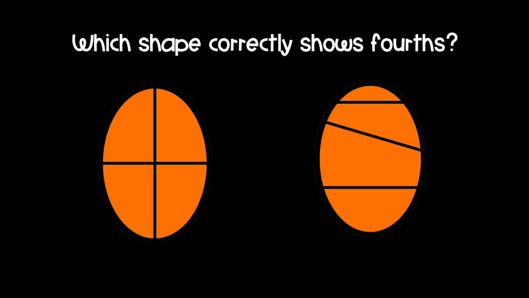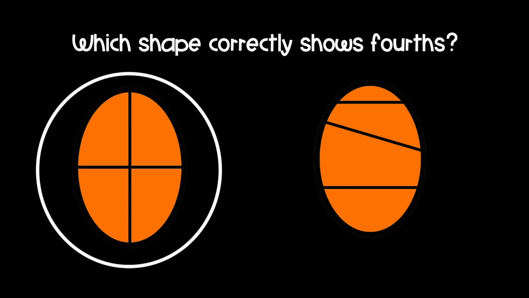What about this? Which shape correctly shows fourths? If you were thinking the one on the left, you would be correct. Again, this shape correctly shows fourths because they are all equal parts. They are all the same size. These over here, while they do show fourths, are not showing equal parts. They are not all the same size.